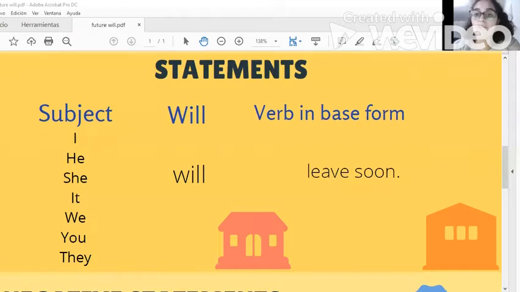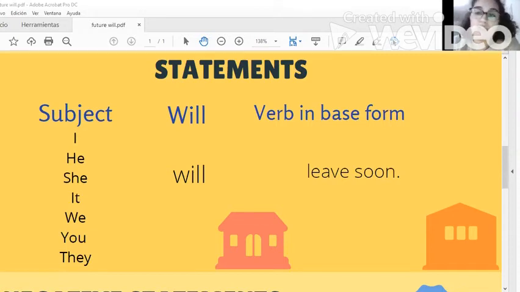Now let's talk about the statements. First, let's go with positive or affirmative statements. We have the different subjects: I, he, she, it, we, you, they. Remember that the subjects can also be names. For example, he, Pablo; she, Javiera; it, a table, a cat, a dog.